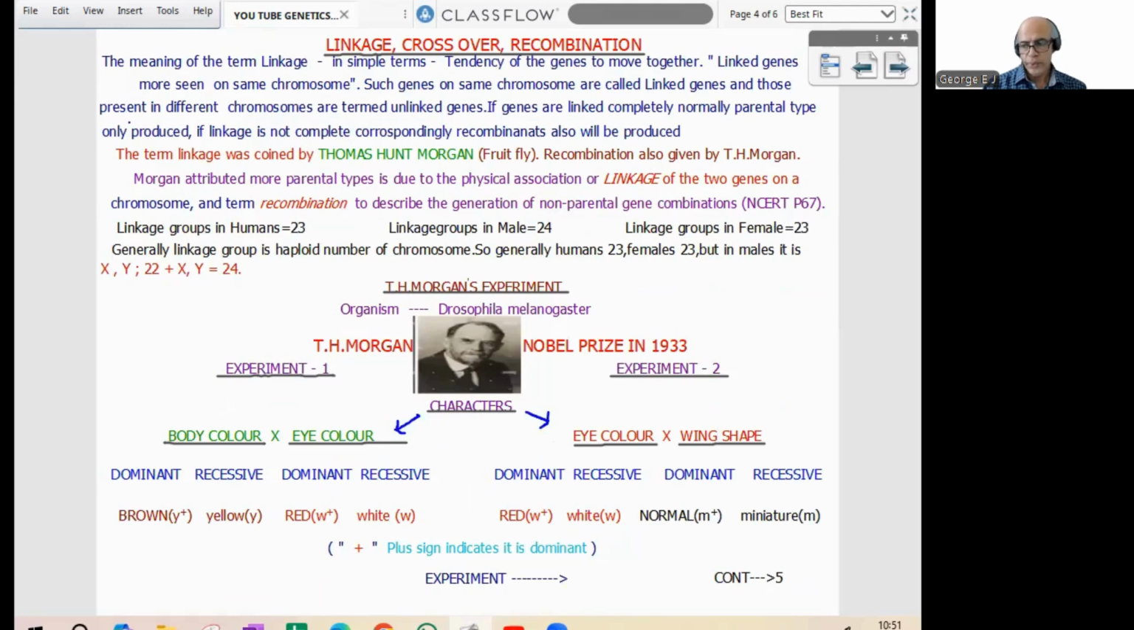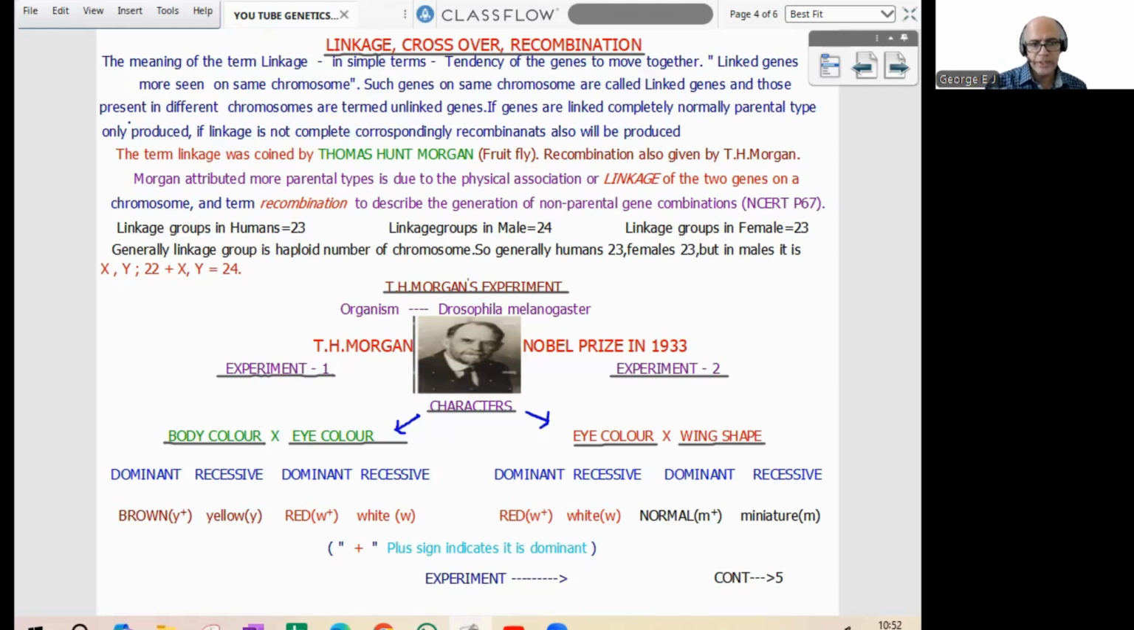So gradually we are entering into Morgan's experiments with some basic terms: linkage, crossing over, recombination. So normally, what is the meaning of the term linkage? Linked or bonding. In simple terms, tendency of the genes to move together. And linked genes more seen on same chromosomes. Comparison, I'll tell you, if there are 10 individuals standing, and if they are tied together, individual cannot move alone. All 10, if they move together, they can move. Same manner, tendency of the genes to move together.